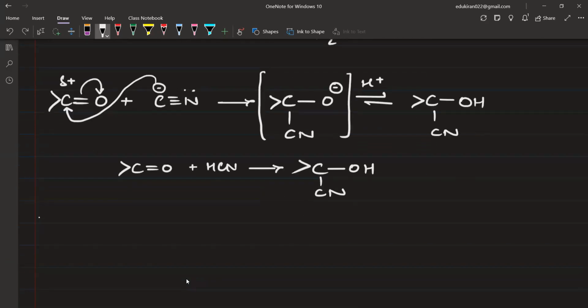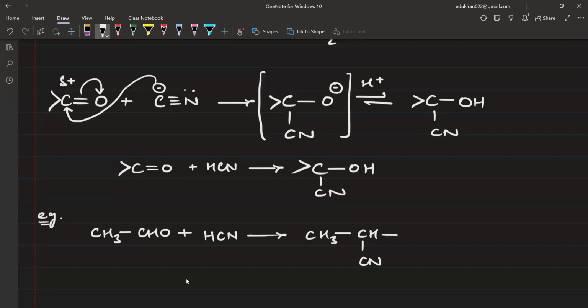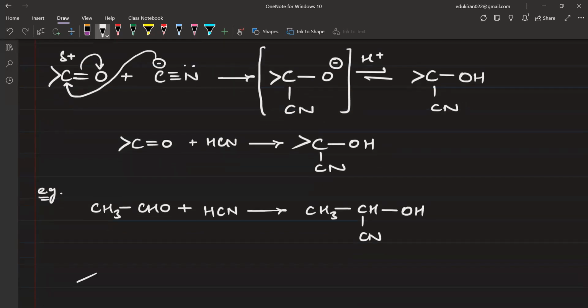Okay, so for example, if you have CH3CHO plus HCN, then this CH3 will be as it is, this CH will be as it is, and this carbon will get a CN, and the oxygen will become OH. Similarly, if you have a ketone, something like this, plus HCN, then the C double bond O will become OH, and the carbonyl carbon will get one more thing added, that is CN.